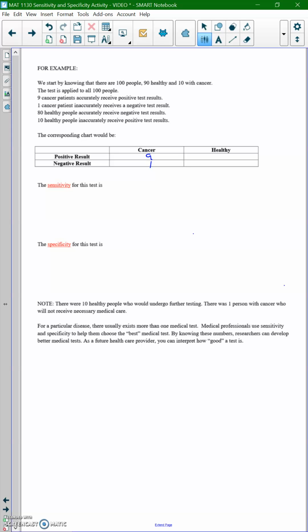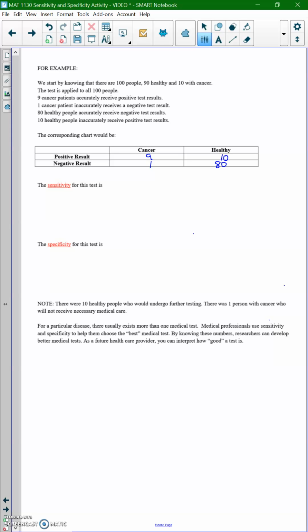Then we have 80 healthy people that accurately received negative test results. So there were 80 healthy people who got a negative result. That was the correct decision because they did not have cancer. Then there were 10 healthy people who inaccurately received positive results. So these 10 people are healthy. They do not have cancer, but when the test comes back, they were told that they have cancer.